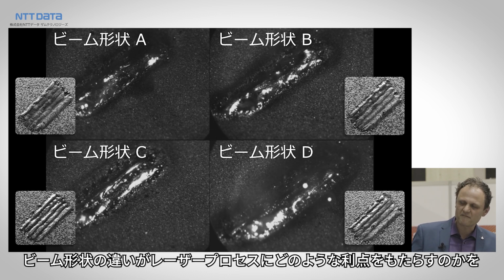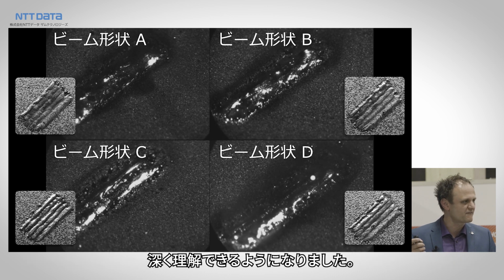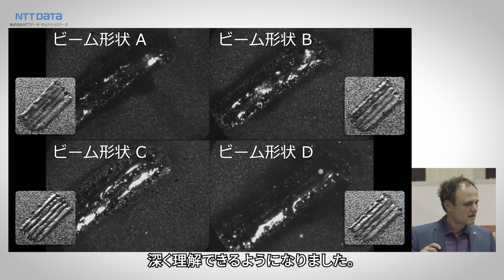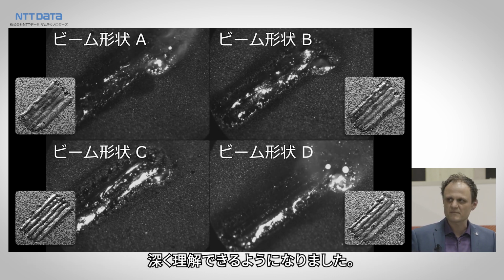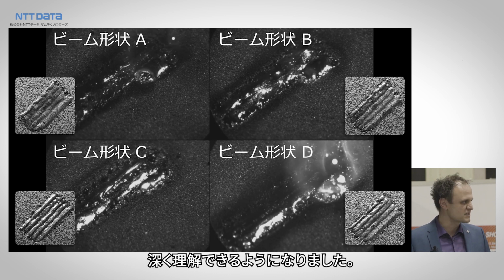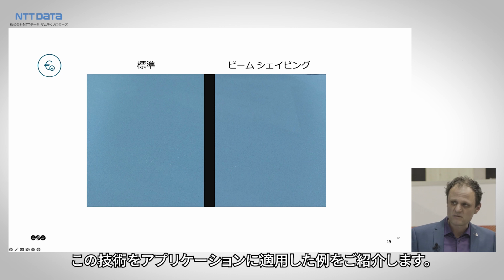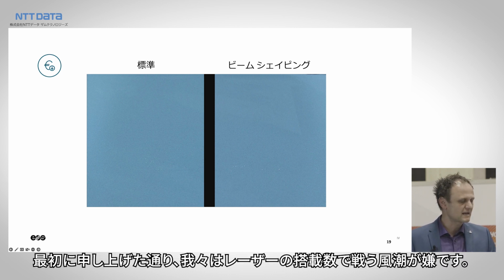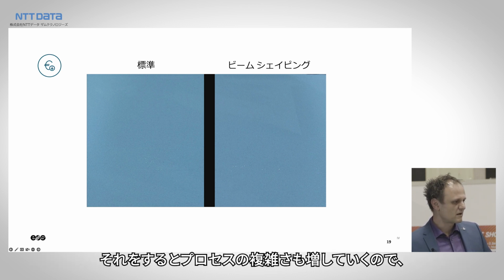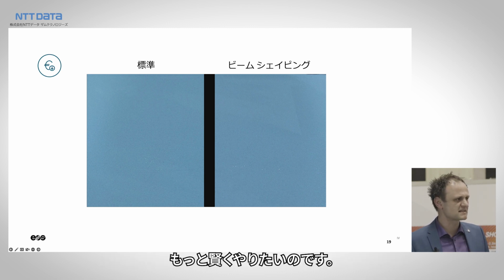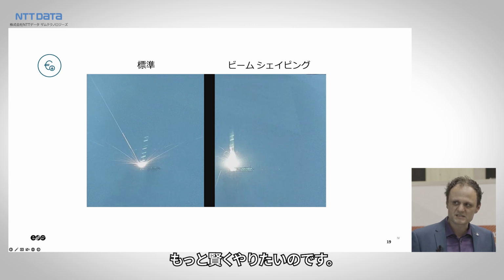So by having this technology available, we understand very well what advantages the different beam shapes have to the laser processing process itself. And here is another example of how that translates into real world application. I said initially, we don't want to have a competition of who is winning the laser race, who has the most lasers on the system, because that is only adding complexity. We want to do it smarter.